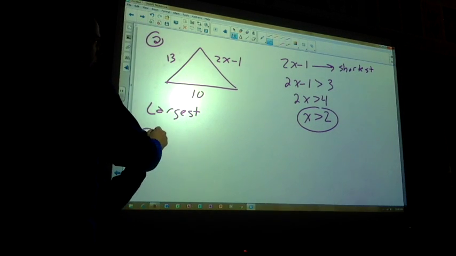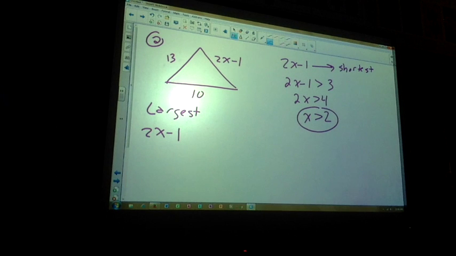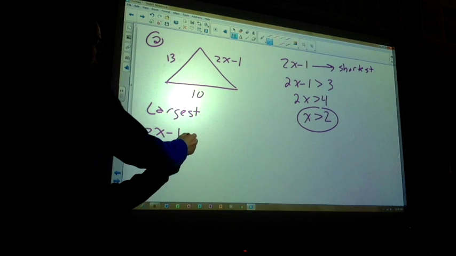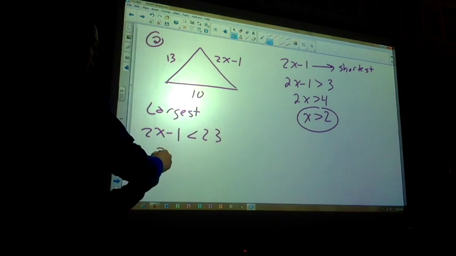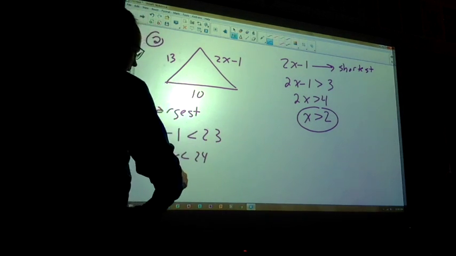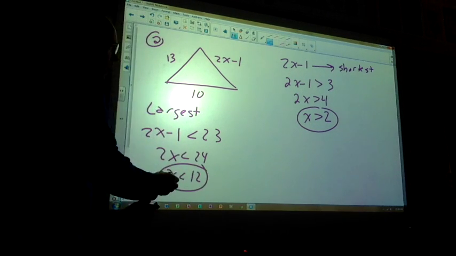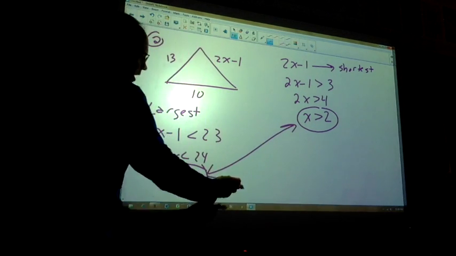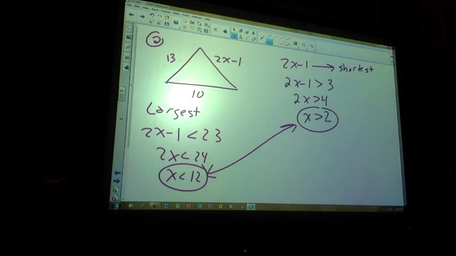Okay? So is 2x minus 1 the largest side? What does it have to be less than if it was? 23. Add 1. Divide by 2. 12. So our region in which that side can be for this triangle to exist, not telling us if it's the longest versus the shortest side, it's just one of the three sides. So as long as that side is bigger than 2 and smaller than 12, we can create a triangle.